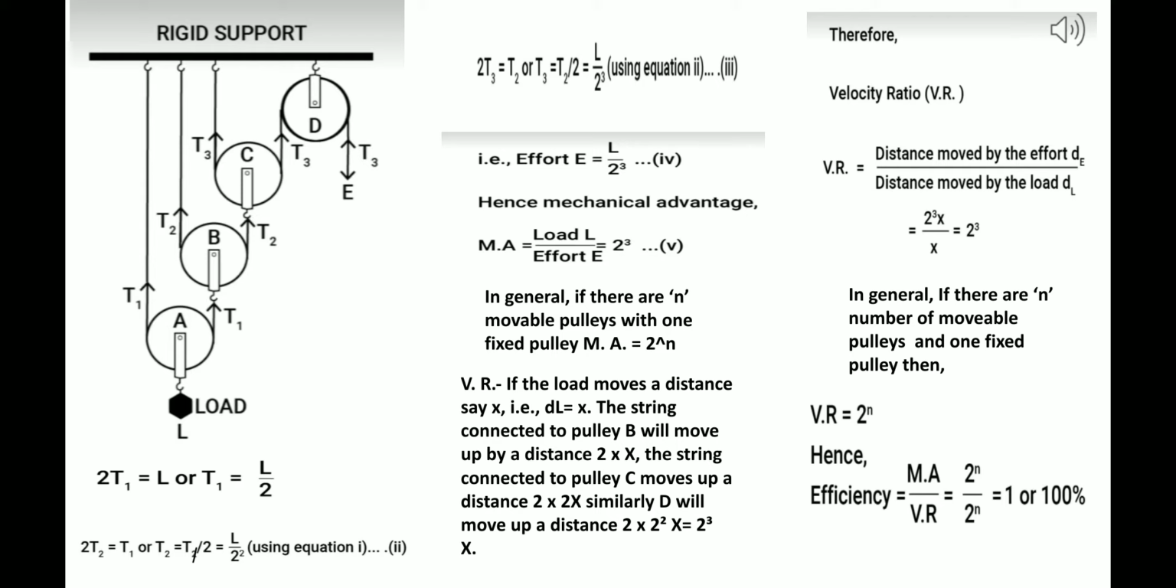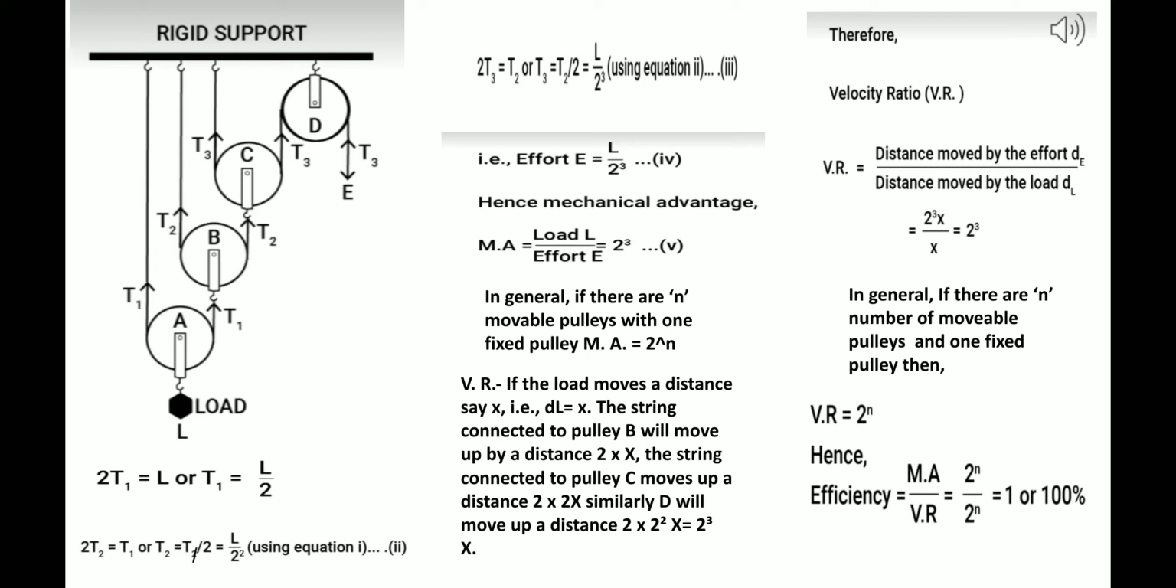Yes. And T1 upon 2, actually T1 is what? L by 2. So now we have T1 by 2. So T1 by 2 will be L by 2 into 2. That means in the denominator we should have 4. L upon 2 to the power 2. That is 4.